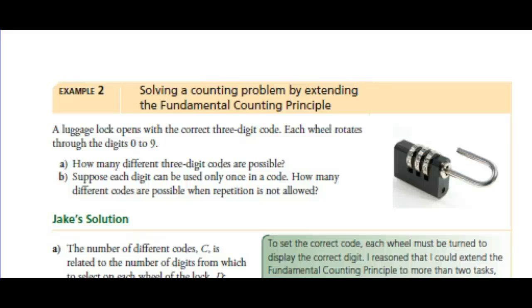So you've all seen these digital locks, right? Got the numbers there. A luggage lock opens with the correct 3-digit code. Each wheel rotates through 0 through 9. How many different 3-digit codes are possible? Okay, so here's how you do a fundamental counting principle problem, right? You put down 3 blanks, and you say first digit. What we don't want to do is a tree diagram, right? Because we'd have 10 branches and it's too much. Second digit, and third digit.